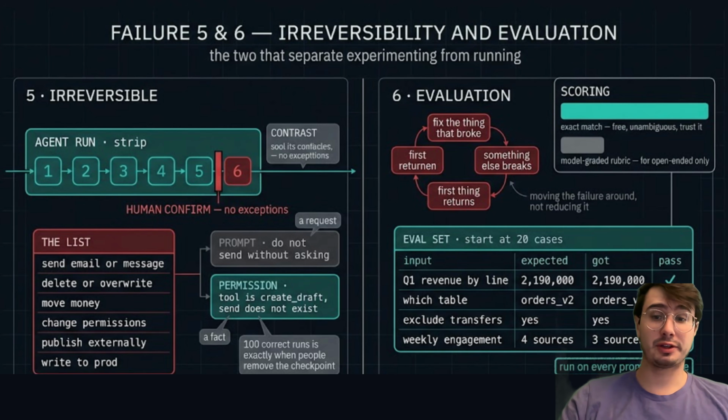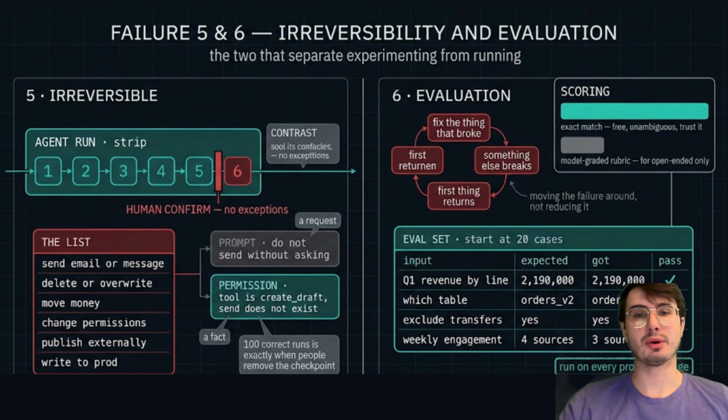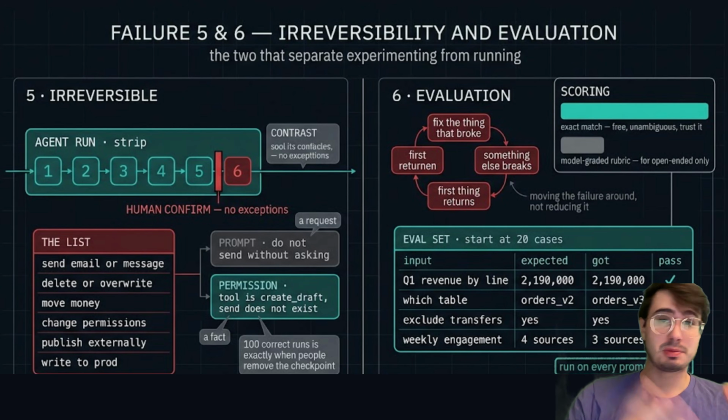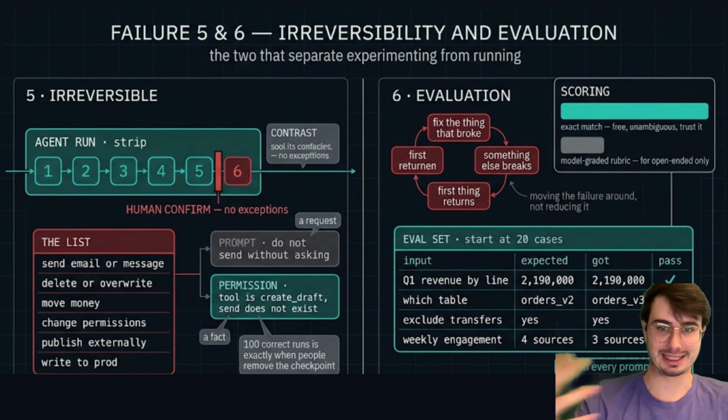Now, 2 more failure modes that you can potentially run into that I actually forgot to talk about at the beginning of the video are irreversibility and evaluation. First, irreversibility. Some actions can't be undone, and an agent that can take them will eventually take one. And the list is shorter than people think, right? So sending an email or a message to a human, deleting or overwriting data, anything that moves money or changes permissions, or publishing anything externally.